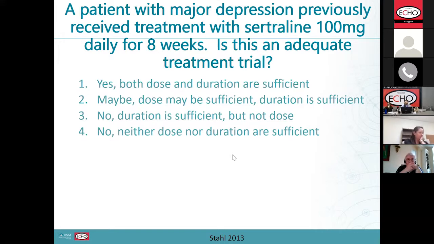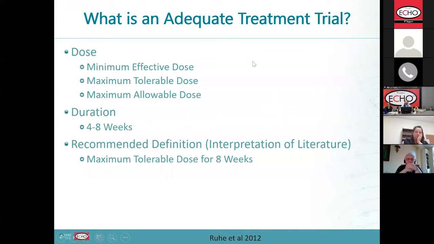Yeah, and I think the answer to this question really is kind of maybe. Certainly the duration is sufficient, and the dose may be sufficient or not, and it depends. So this gets to the definition: what's an adequate treatment trial? There are a couple different definitions of dose and duration that is adequate. But from my interpretation of the literature, I propose we define an adequate treatment trial as the maximum tolerable dose for 8 weeks.